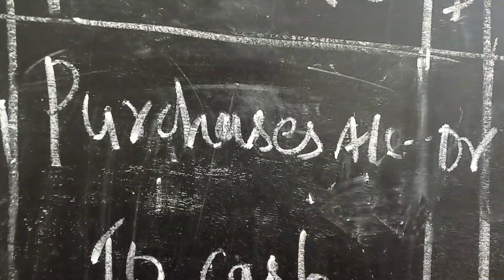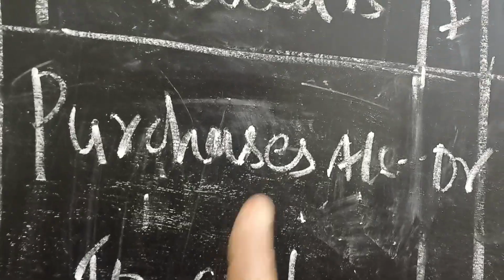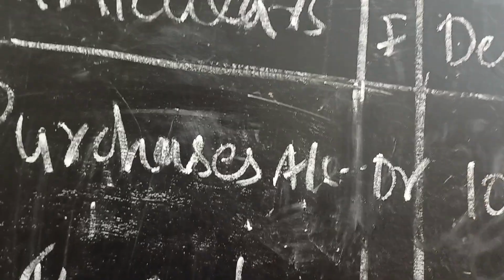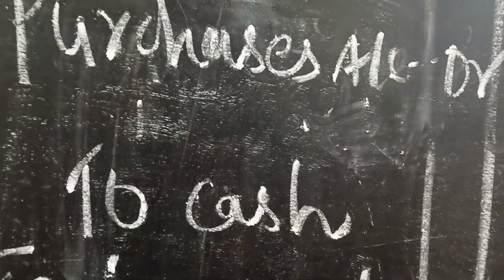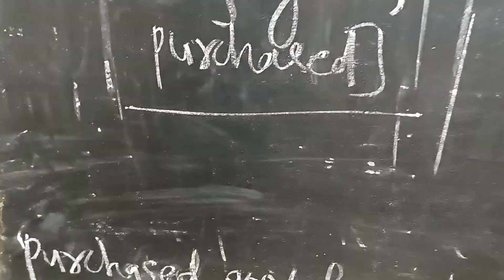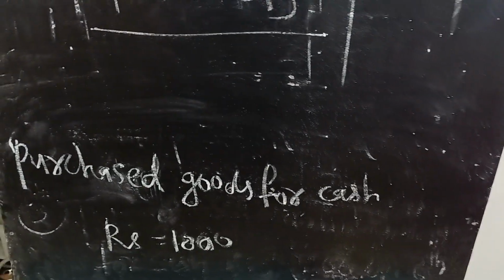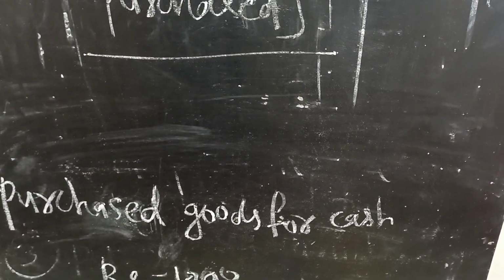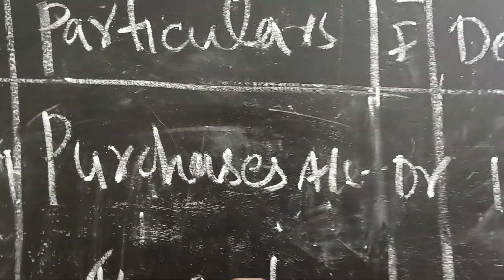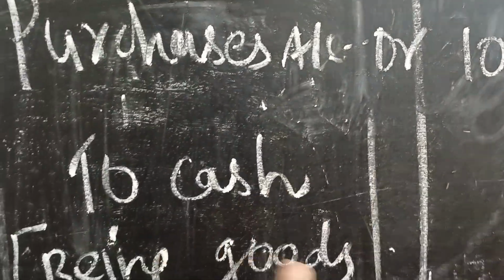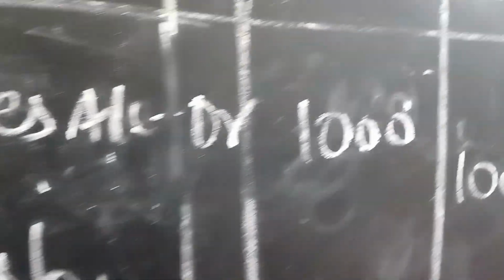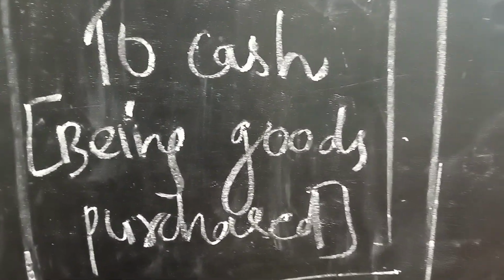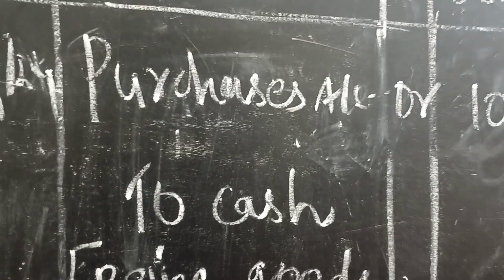We are not writing goods account debtor. Instead of that, we write purchases account debtor to cash. If the owner were purchasing machinery, the journal entry would be machinery account debtor to cash, but in this transaction he is not mentioning that. I hope you understand clearly: purchased goods for cash means goods come in and cash goes out, but we write purchases account debtor to cash. How much? 1,000 rupees, written in both the debit and credit columns. What narration can we write? Being goods purchased. So this journal entry is completed.